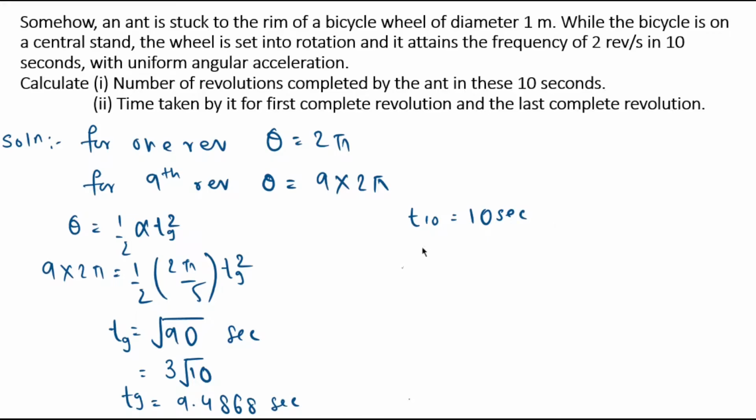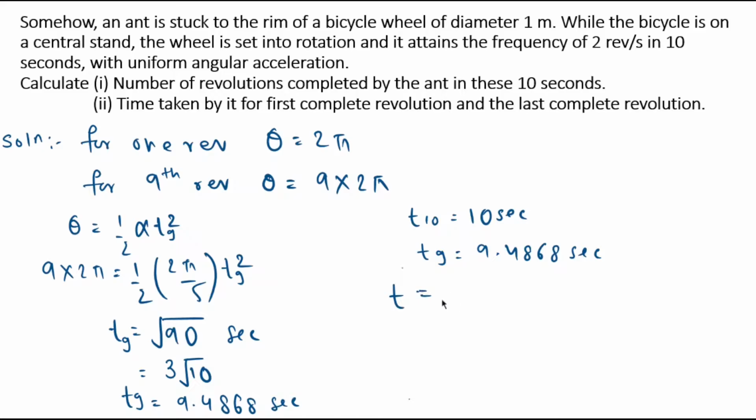Now we know that the time taken for 10 revolutions, that is t10, is 10 seconds. We know the time required for 9 revolutions, that is 9.4868 seconds. So by subtracting these two, we can calculate the time to complete the last revolution.